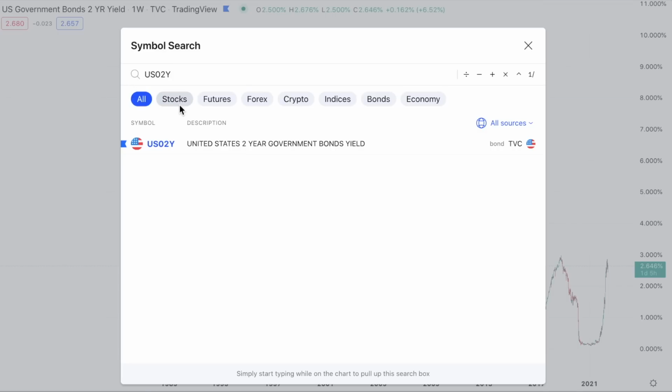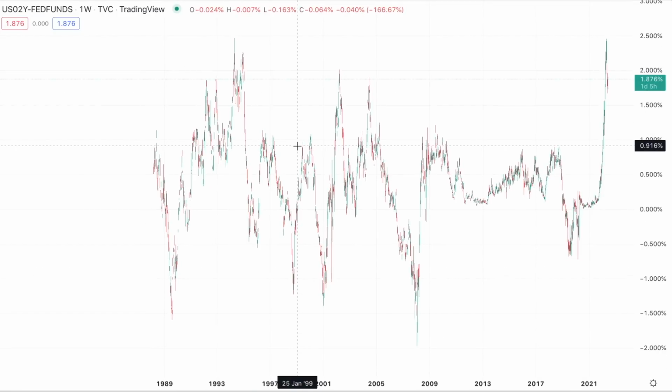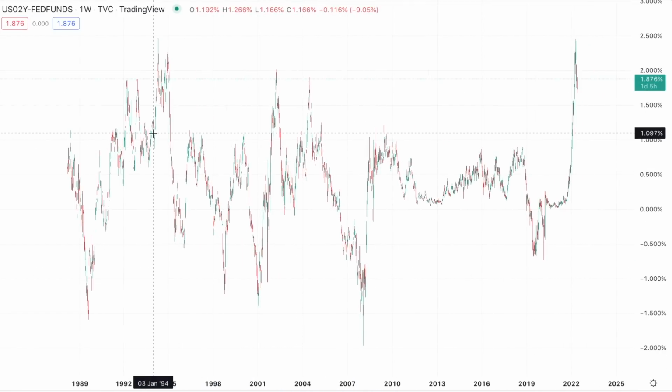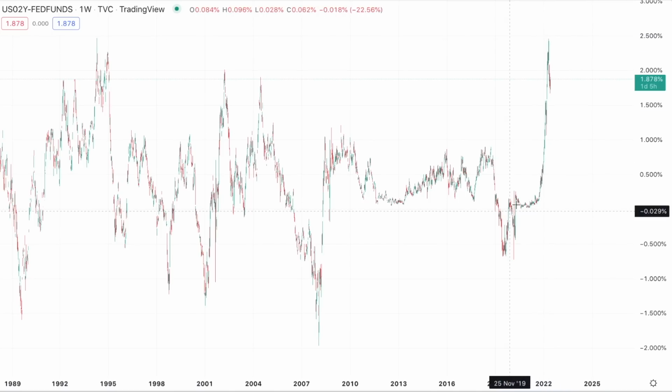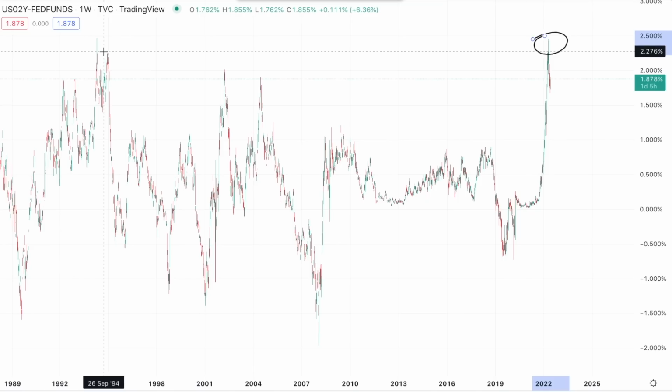So I looked at the 2-year minus the federal funds rate that essentially gives you that spread between the 2-year and the federal funds rate. So it tells you basically how far ahead or behind the Federal Reserve is relative to the 2-year yield. And you can see very clearly that we haven't had this type of reading since 1994, right? So the Federal Reserve has been very behind the curve here.